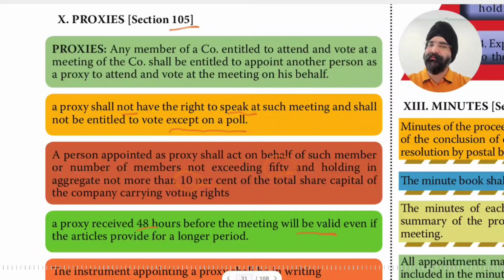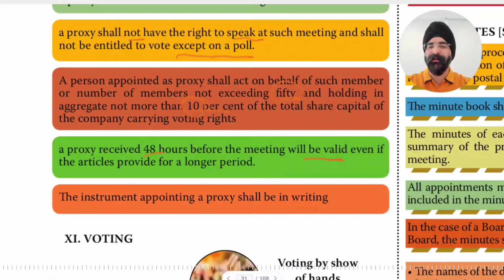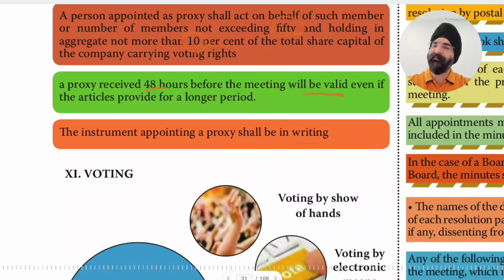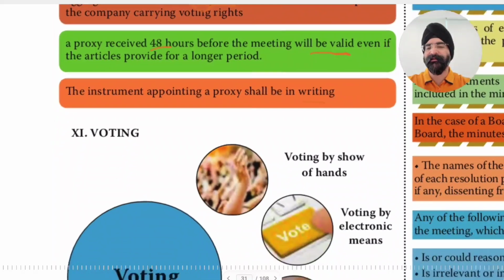So a member can appoint a proxy, no problem. Proxy cannot speak at the meeting. Proxy cannot vote by show of hands. Proxy can vote only by poll. Then proxy can be of up to 50 members. However, a proxy cannot be of more than one member who is holding more than 10% shares. Proxy should be received 48 hours prior to the meeting. Articles may provide more than 48 hours, but that will not be considered.